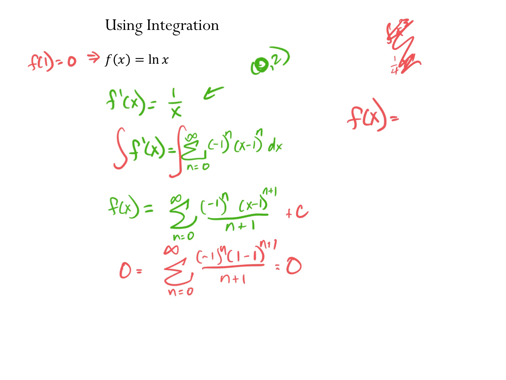So my f of x function is the summation with no c. Will we ever do it where n starts at 1? Not when we're using the geometric series, because the geometric series n starts at 0.